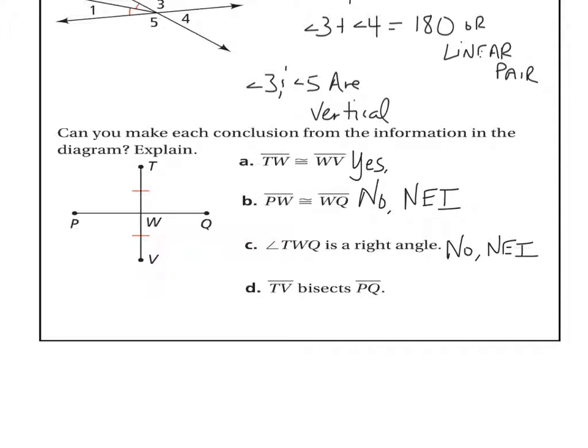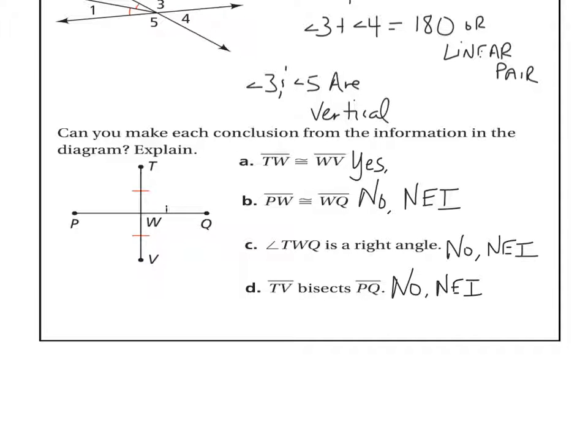Okay. All right, the next one. The next one's kind of a tough one because it says segment TV, this segment right here, bisects PQ. When it says it bisects it, remember it cuts it into two equal parts. So this segment cuts this segment in half. Wait, does it do that? Are these two segments congruent, PW and WQ? No, they're not. Those are not marked congruent. So can I conclude that TV bisects PQ? Nope, I cannot. There is not enough information there.